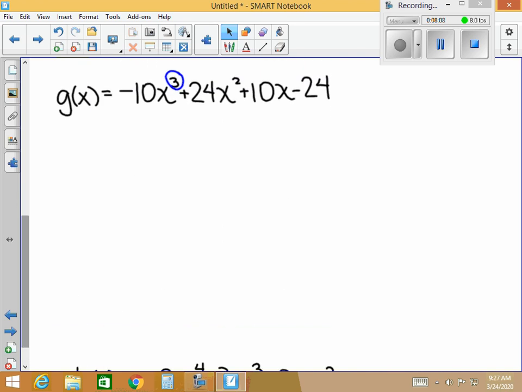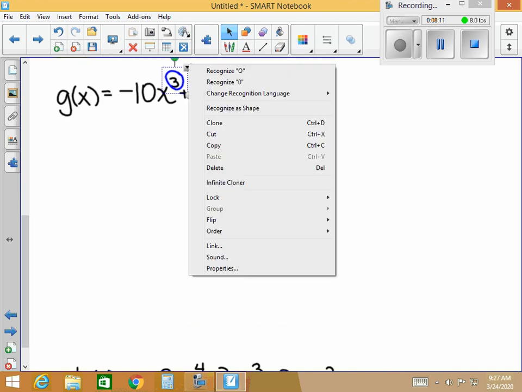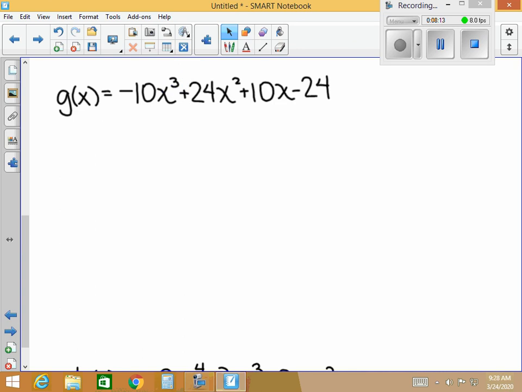All right, if we want to look at −10x³ + 24x² + 10x − 24, go ahead and pause the video and get this factored. Because there are four pieces to it, we can hopefully factor by grouping. All of the ones I've chosen today can be factored by grouping. Then we'll talk about what happens when you get it factored.